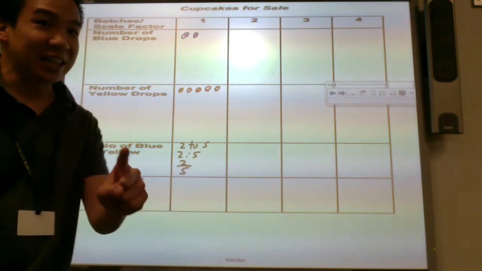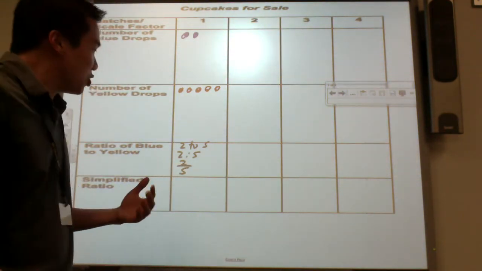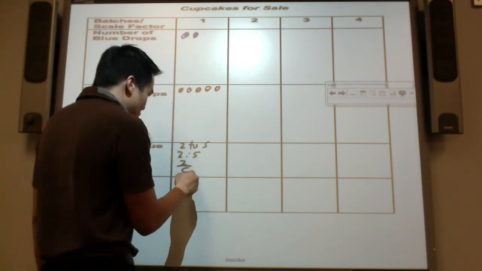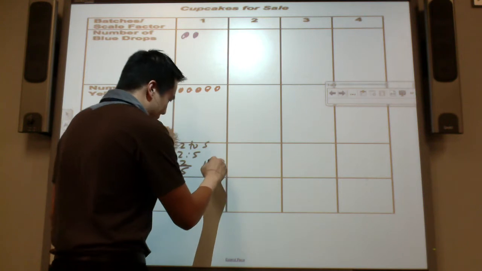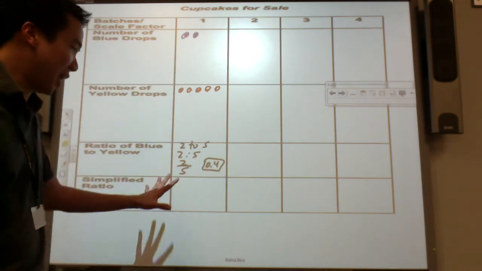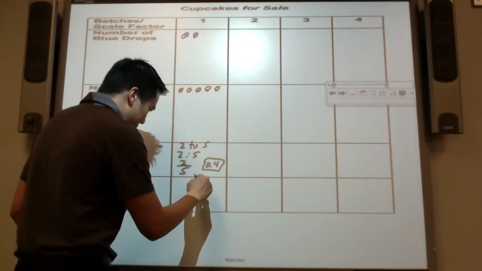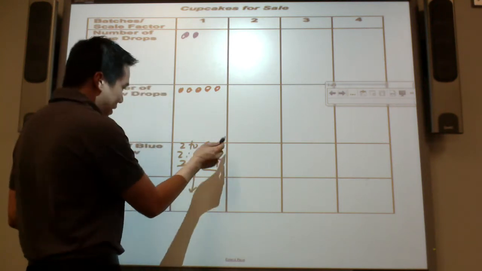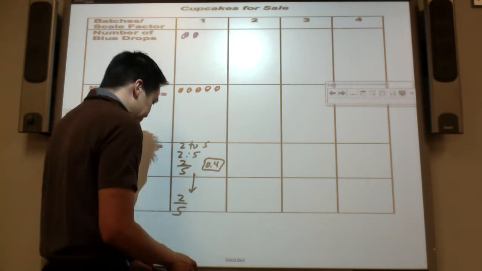If you want to go even more extreme, you could write it as a decimal. 2 divided by 5 is 0.4, if you want to do it that way. You don't have to. Now, what is the simplified ratio? It's already simplified, so I just bring everything down. Same answer. So you know what? I'm just going to copy 2/5.